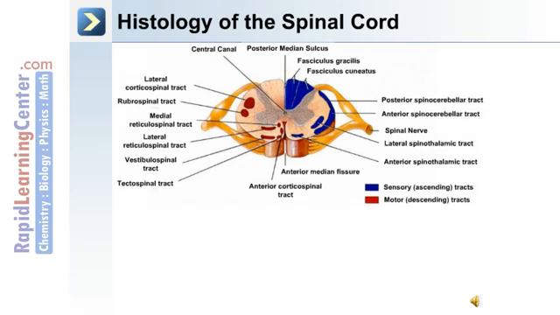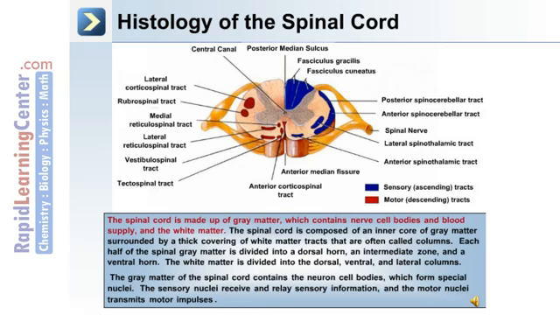On the left side of the image are some of the motor descending tracts, including the anterior corticospinal tract, the tectospinal tract, the vestibulospinal tract, and the lateral reticulospinal tract. On the lateral side is the rubrospinal tract and the lateral corticospinal tract. Down through the center of the spinal cord is the central canal.